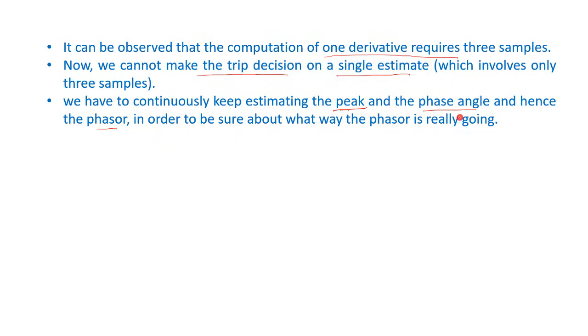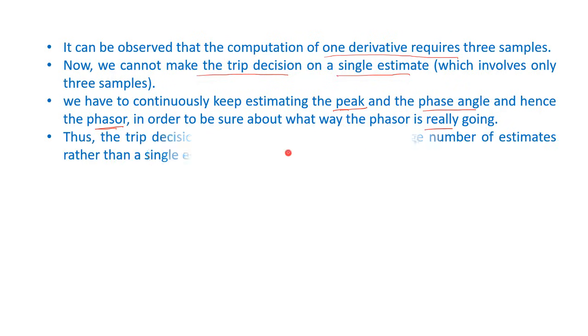When we know the peak and phase angle, we know the phasor, in order to be sure about what way the phasor is really going. So thus the trip decision can be made on a sufficiently large number of estimates rather than a single estimate.